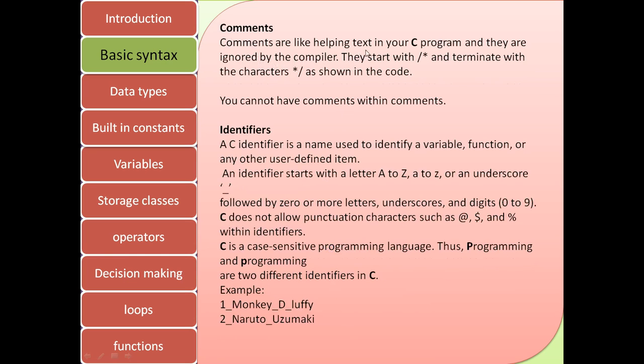The third basic building block is comments. Comments are like helping text in your C program, and they are just ignored by the compiler when compiling a program. The fourth one is identifiers. Just as the name specifies, an identifier is a name used to identify a variable, a function, or any other user-defined item. An identifier should start with an alphabet or an underscore, followed by zero or more letters.